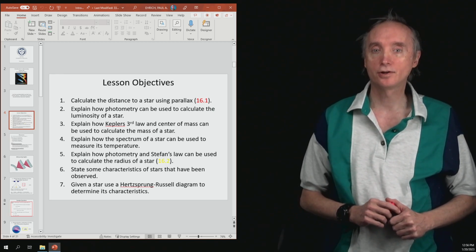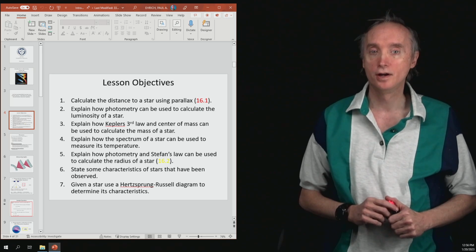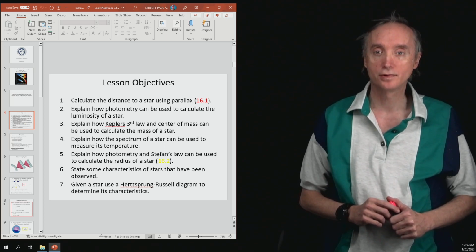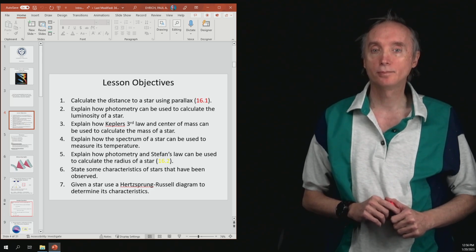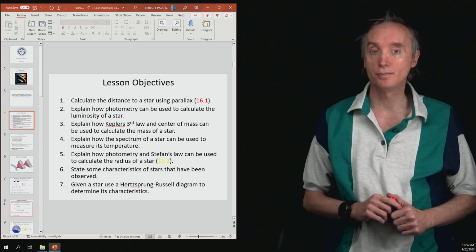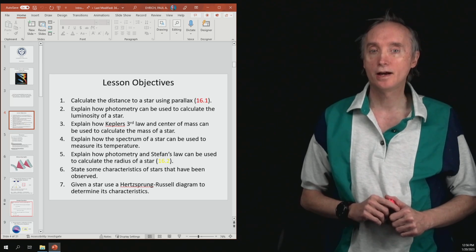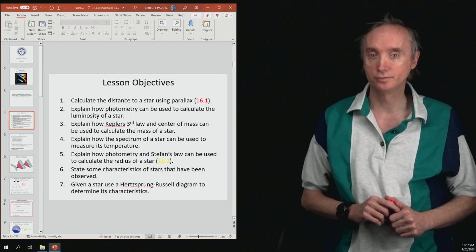Number one, calculate the distance to a star using parallax. Number two, explain how photometry can be used to calculate the luminosity of a star. Number three, explain how Kepler's third law and the center of mass can be used to calculate the mass of a star. Number four, explain how the spectrum of a star can be used to measure its temperature.